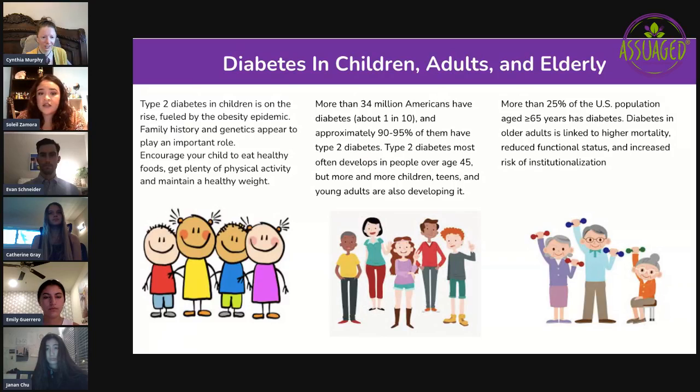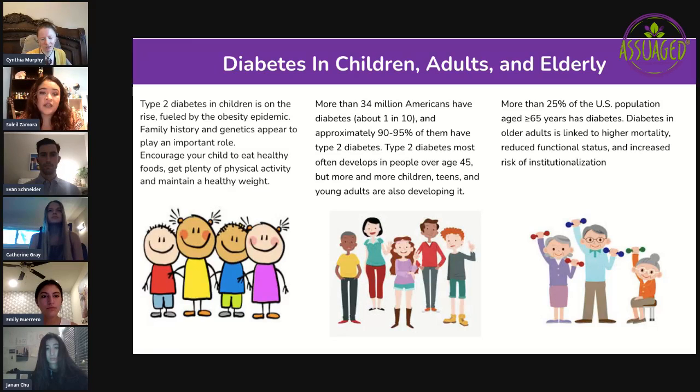Type 2 diabetes occurs more commonly in adults. In fact, it used to be called adult onset diabetes, but type 2 diabetes in children is on the rise, fueled by the obesity epidemic. Family history and genetics play an important role in this as well. There's plenty that you can do to help manage and prevent type 2 diabetes in children.